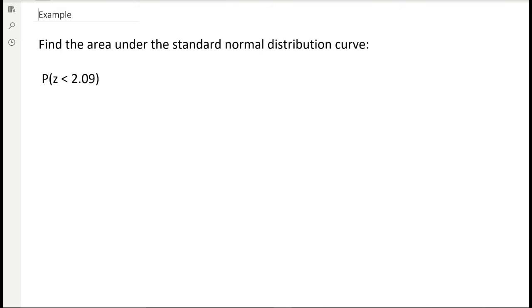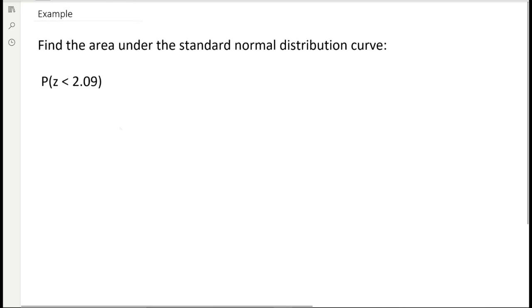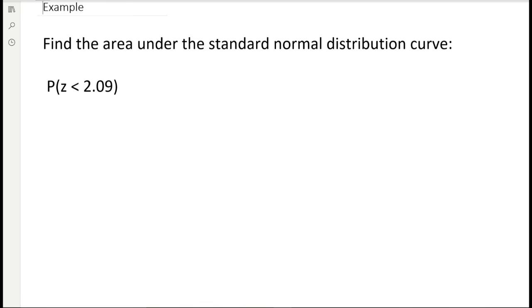All right, so we're going to look at some examples for the next few slides. For the first example, what if we want to find the area under the standard normal distribution curve where they give us P of z is less than 2.09? What does this actually mean? Well, first off, this means that we're looking at the area to the left of 2.09. That less than value means we're looking at the left.